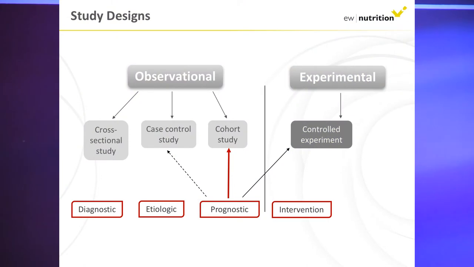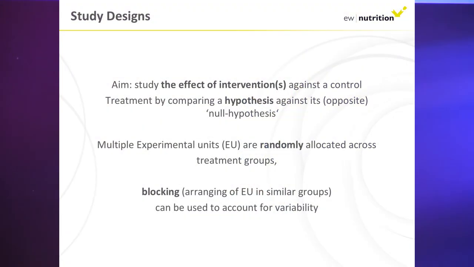Then the experimental ones are specifically those studies in which we interfere, we introduce an intervention deliberately to study its effects. They are, in a way, a cohort study as well, with the only difference that we deliberately introduce the intervention. But this is not the only difference. The fact of deliberately introducing the intervention is not the only characteristic of a controlled experiment. So this is a slide summarizing some of the other characteristics that make a controlled experiment. First of all, as we all understand, they aim to study the effect of one or more interventions against a control treatment. That's where the word controlled is coming from.